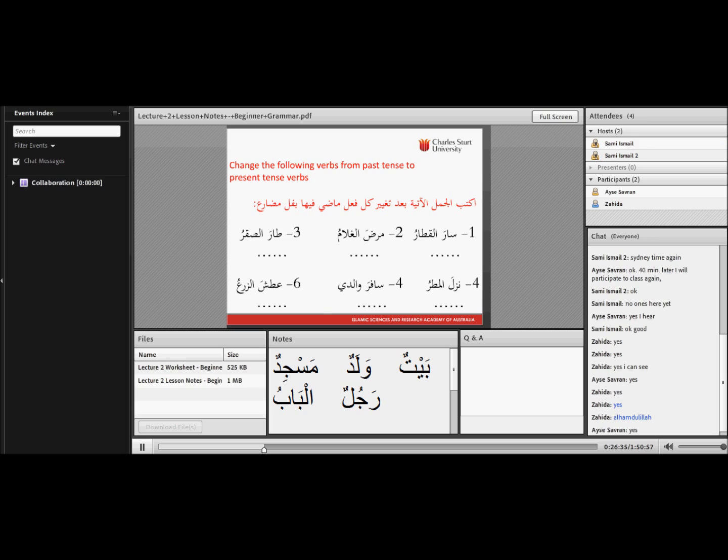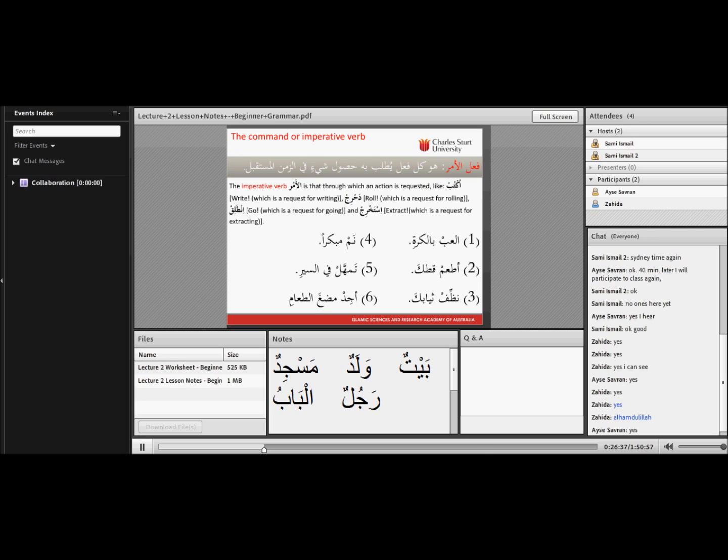Okay, and then the last one, which is the fi'al amr. So far we've been talking about, just in case you're wondering what's going on here, the kinds of verbs in the Arabic language, which is the fi'al. There are three kinds of fi'al, or verbs. First one is fi'al madi, past tense verb. Second one is fi'al mudari, present or future tense verb. And the third one, which we're talking about right now, is fi'al amr, which is the command tense verb.